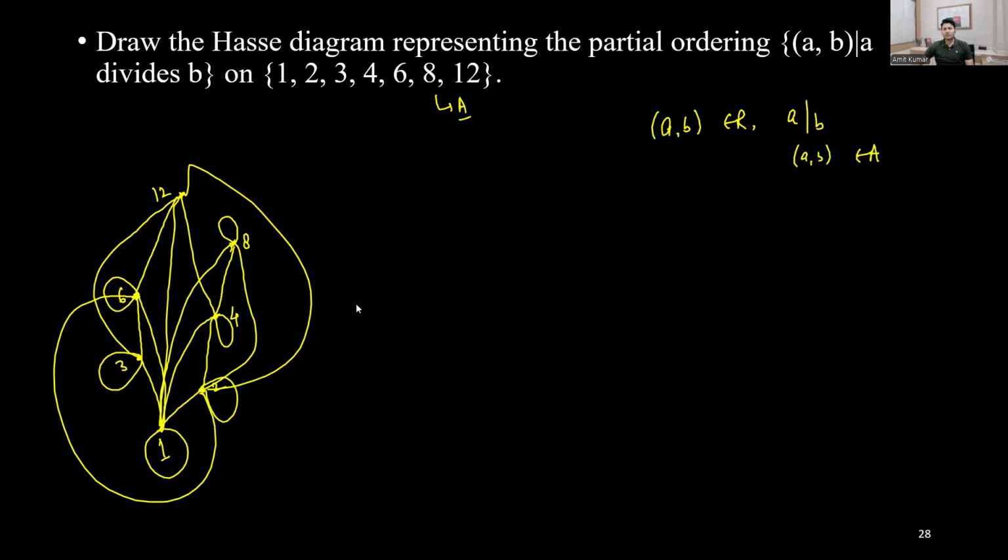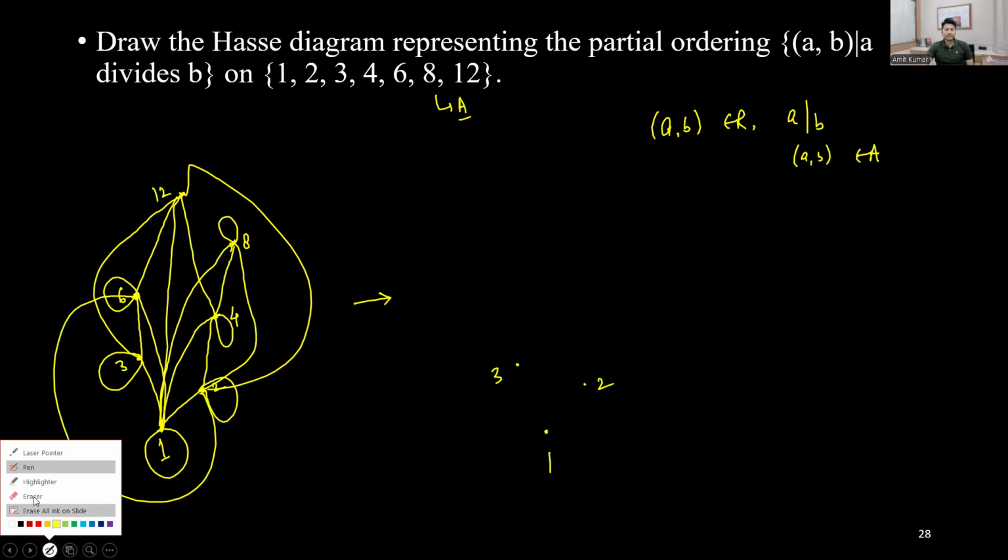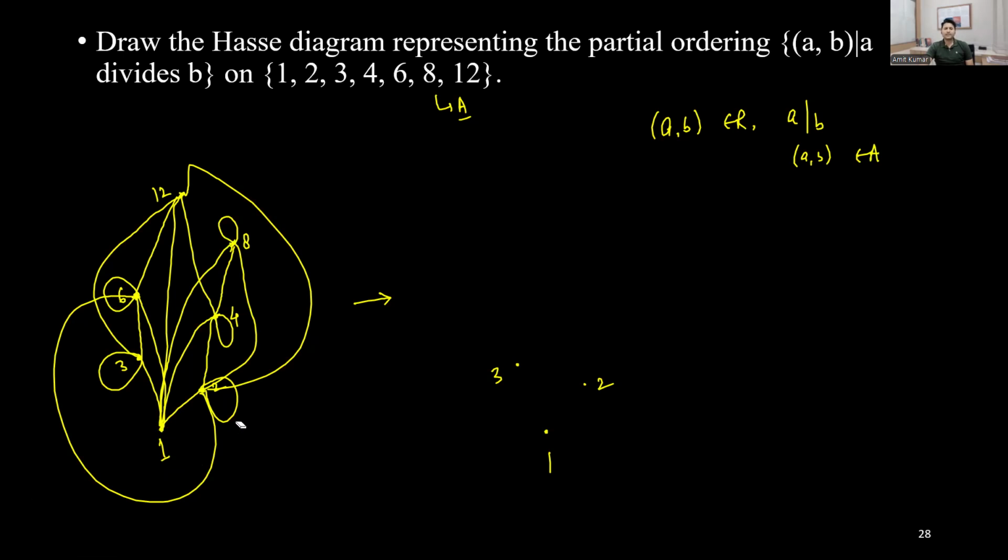Now, step number two. In step number two, what am I supposed to do? I am supposed to remove all the reflexive edges from it. Reflexive means what? All the self loops are supposed to be removed. So let me remove them. I am altering the same diagram. So 1 1 should not be there. 2 2 should not be there.